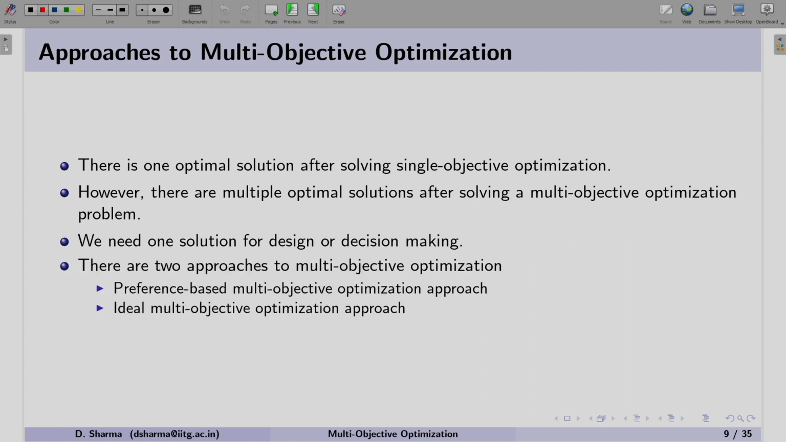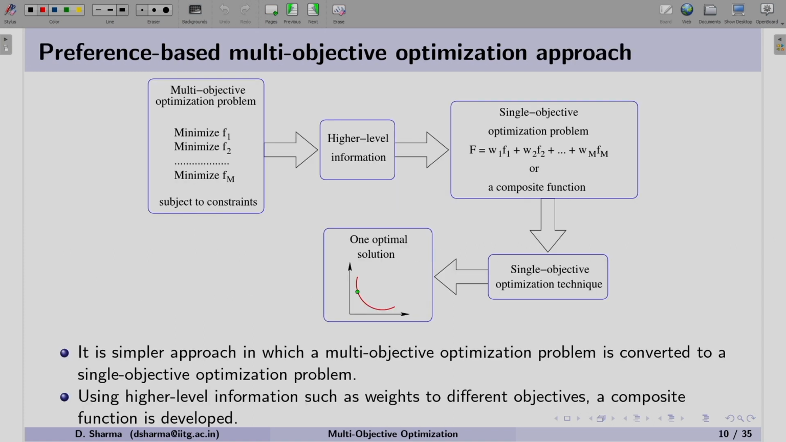So, in order to have one solution, there could be two approaches to multi-objective optimization. The first approach is called the preference based approach, and the other approach we refer to as the ideal multi-objective optimization. So, let us discuss these approaches one by one. We will begin with the preference based approach.